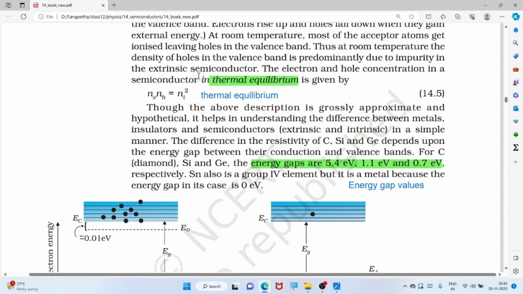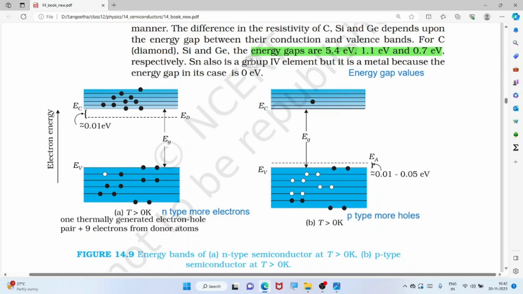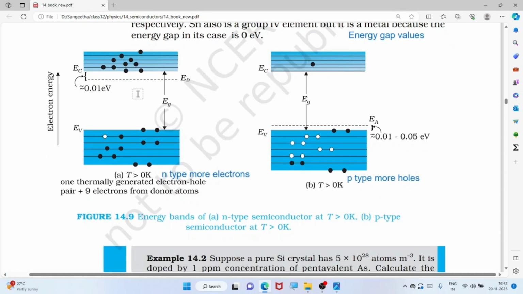Acceptor and donor energy levels at equilibrium. So these are the energy gaps in carbon, silicon and germanium. Energy gap values: you see carbon has a higher energy gap. This is n type. Here you see there are more electrons than holes. And this is p type, here more holes than electrons.